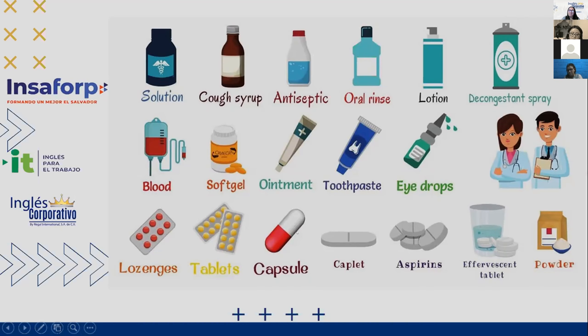Capsules can be any type of medicine, depending on the presentation, right? Caplets, aspirins, this is something we already know. Effervescent tablets and powder. Powder, usually we have, how do you call this one? When you use something to clean, probably, how do they call it? Sodio, I guess. We usually have this in this presentation, all right?